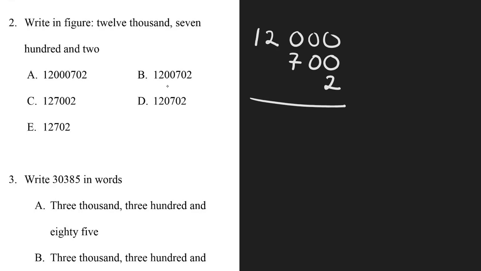So draw a line, and adding these together, we are going to have 12,702. So what is the answer? Let's check it. The answer is E. Very simple. So let's move to the next question.